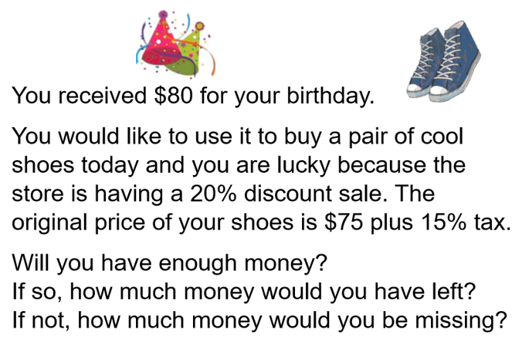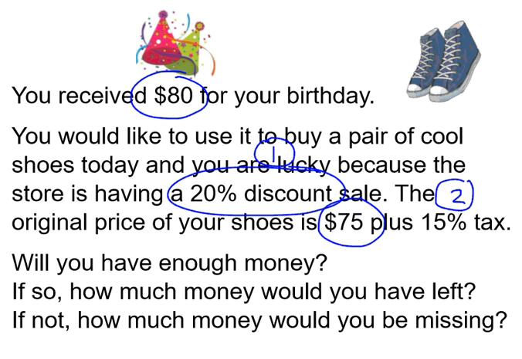So the important information is that you have $80 for your birthday. You would like to use it for your shoes. The shoes are $75, but there's a discount of 20%. And after, you need to put the tax. So what's important here? Your budget is 80. Your shoes cost $75, but we're gonna need to find the discount first. So this is the first thing you're gonna do, find your discount, and then after you're gonna add your tax. So let's see if we're gonna have enough money.